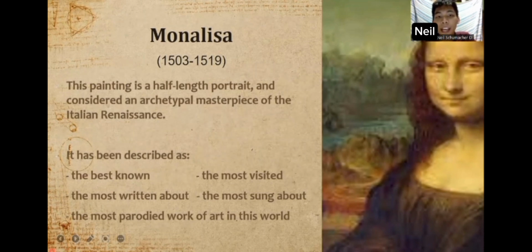So this painting is a half-length portrait and considered as an archetypal masterpiece of the Italian Renaissance. Ang archetypal, ang ibig sabihin nun is parang simbolo or kilala at a certain time. So in this case, ang Mona Lisa ay yung parang simbolo or yung pinakang masterpiece nga noong Italian Renaissance.